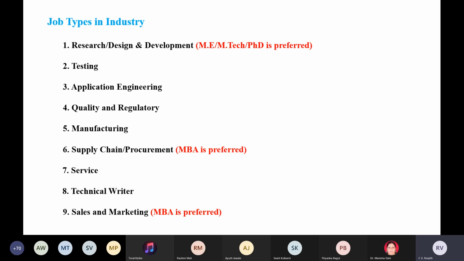Then you have a quality and regulatory role. This is an important role. These roles are also there in IT companies. So out of this, if you see, R&D, testing, quality and regulatory, and a technical writer, these are the roles that are available in an IT company.